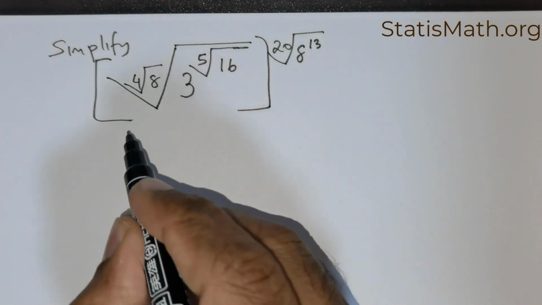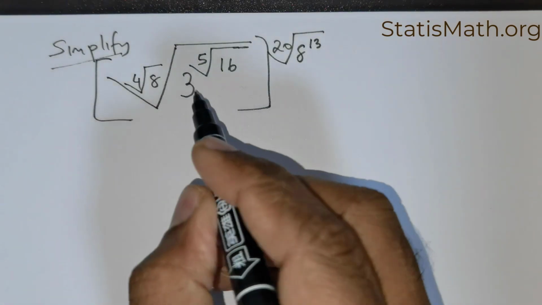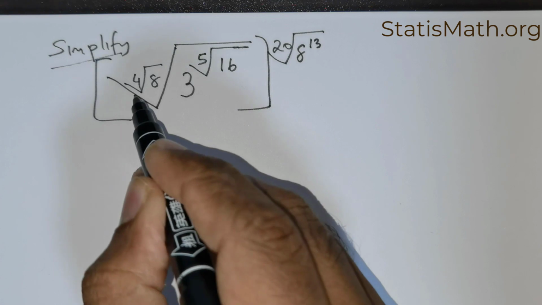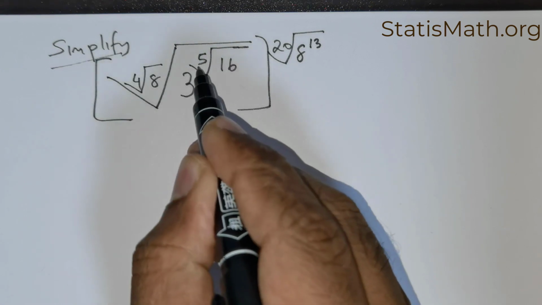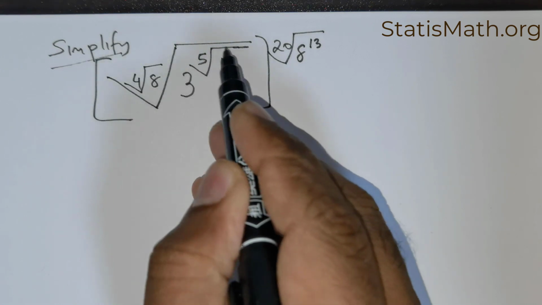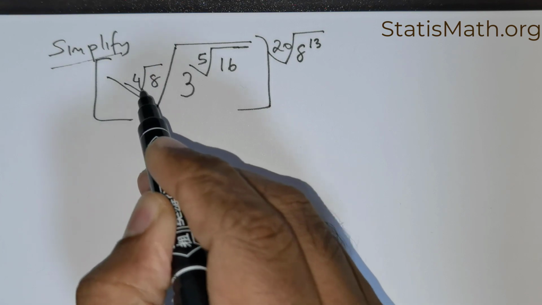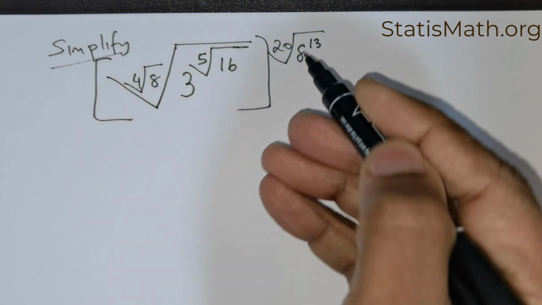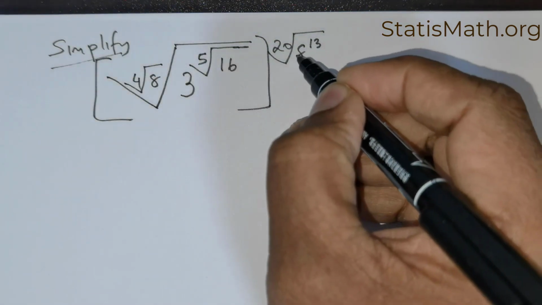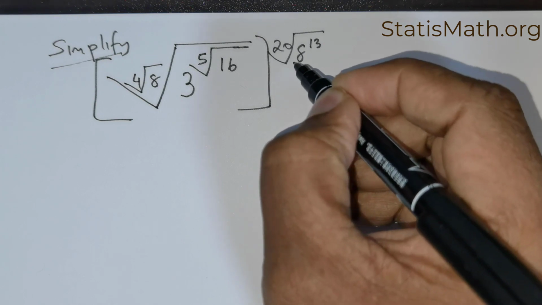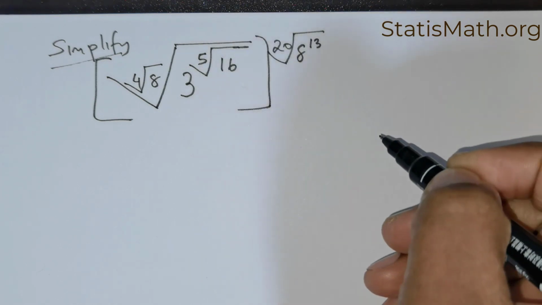Hi everybody, we are expected to simplify this expression, which is the square root of 3 raised to the power of the 5th root of 16, and this has the 4th root of 8 in the wedge, and that entire quantity is raised to the power of the 20th root of 8 raised to the power of 30.